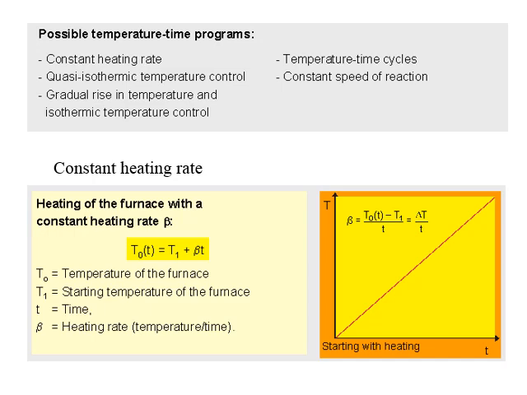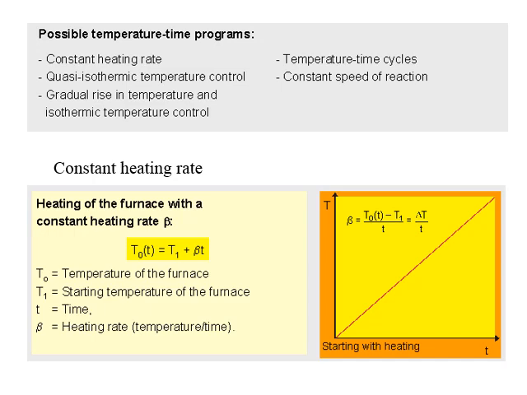Quasi-isothermic means that you're basically varying those isothermic holds. And then correspondingly, you can do a gradual rise with holds at the same time. All right, so it's kind of a combination of a constant heating rate and isothermic temperature control. And then there are temperature time cycles and constant speed of reaction cycles. These are generally kind of more exotic techniques, but for 95% of the work you'll ever do with a TGA, you would just do a constant heating rate temperature time program.